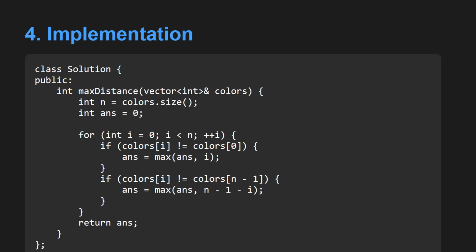If the current house's color is different from the first house's color, the distance is simply i, and we update our max answer. Likewise, if the current house's color is different from the last house's color, the distance is n-1 minus i. We update the max answer and finally return it. Simple and elegant.